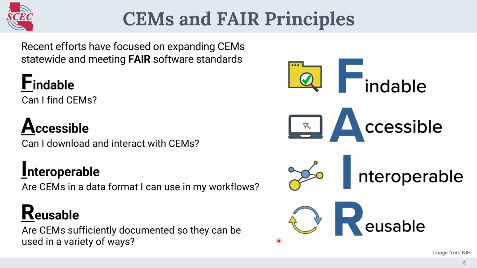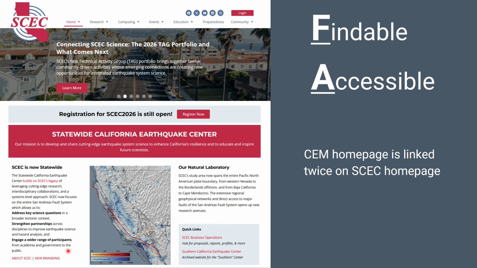With the Community Fault Model and all of the community Earth models at SCEC, we strive to meet what are called FAIR principles. FAIR principles essentially are listed over here. I'm not going to go into the huge details, but basically we want all the models to be findable, accessible, interoperable, meaning that you can use them in your workflows, and reusable. Do we have enough documentation so that you can use these models in a variety of ways and maybe even build on them? So how do we accomplish this? Or at least I hope we've accomplished this.